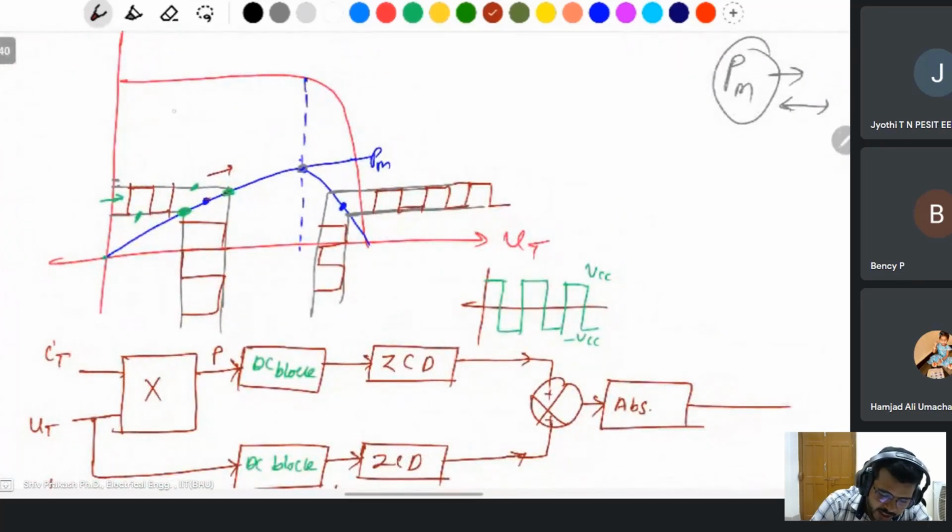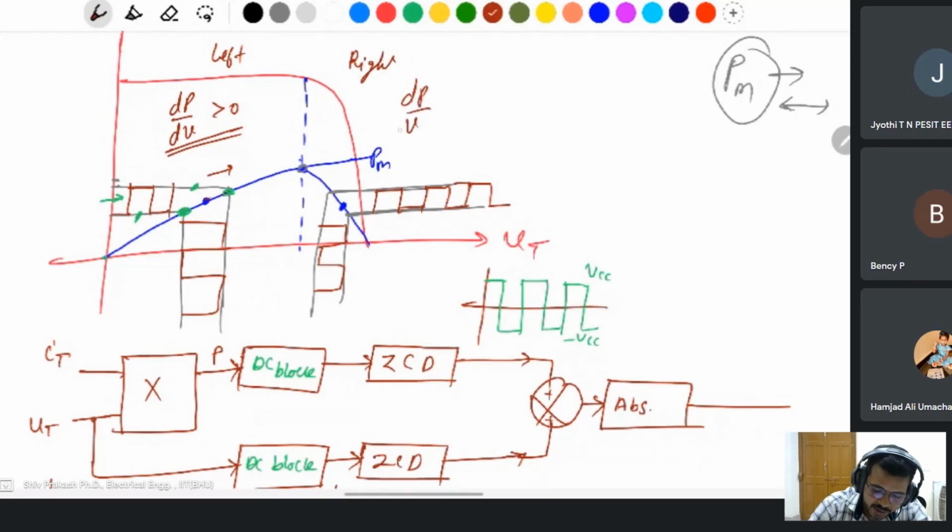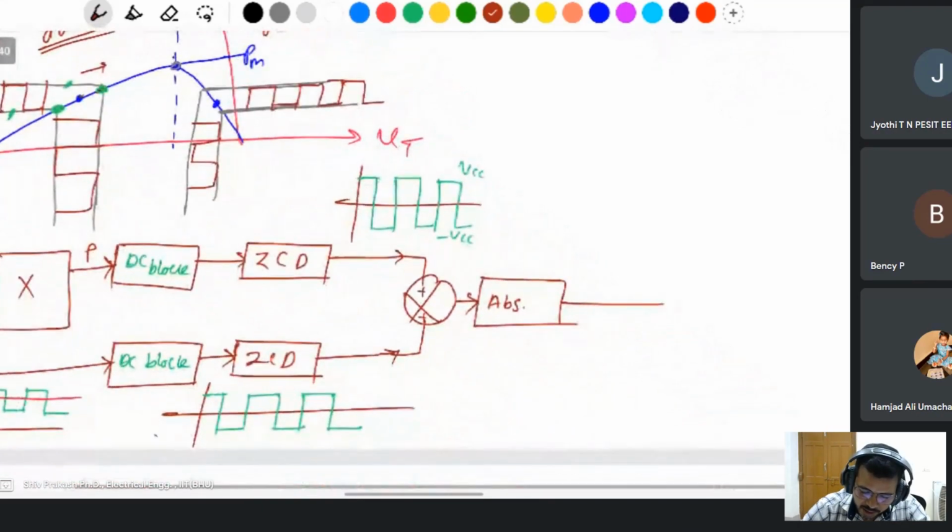Same thing: where dP by dV is greater than 0, it means voltage and power are in the same phase, and they add up. But on the right side, this is the left side and this will be the right side, dP by dV is less than 0. It means the voltage and power are in opposite phase.